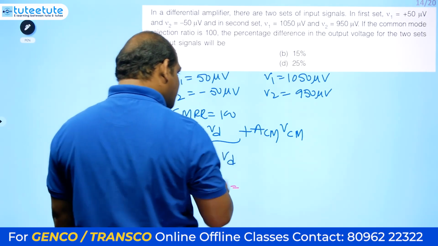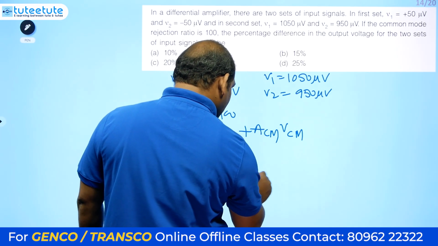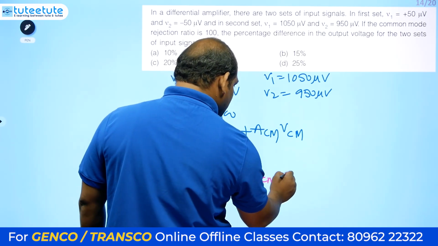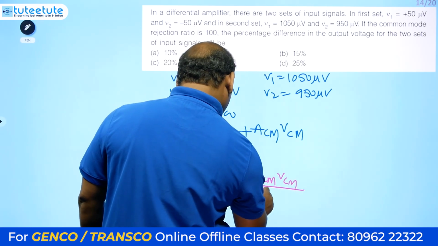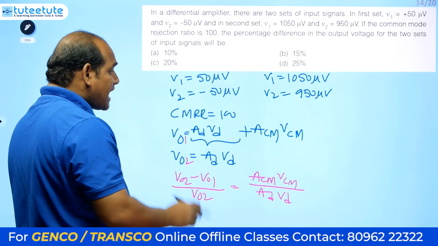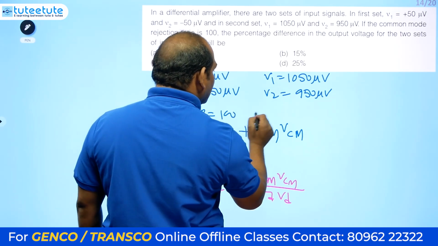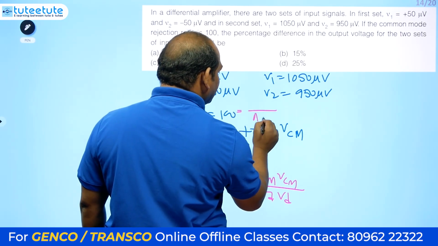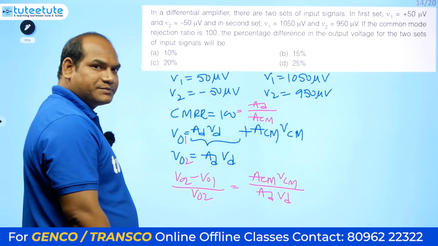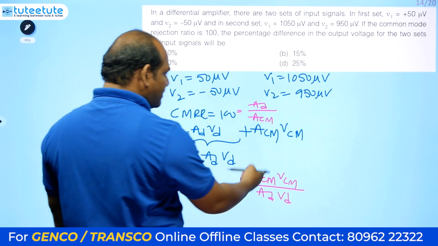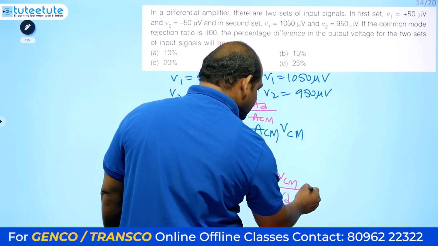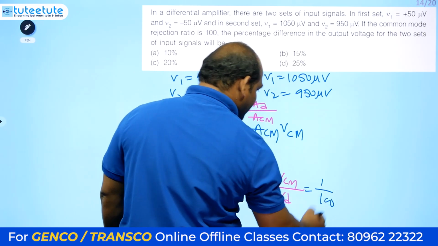So if you subtract these two, minus or plus whatever it may be, AC1, that means by subtract these two will be cancelled. So by AD into VD, like this we will get. Okay, but actually CMRR is nothing but common mode gain will be in the denominator and differential mode gain will be in the numerator. Okay, so here we have reversed, that means this part is 1 by 100. It is equal to 1 by 100.